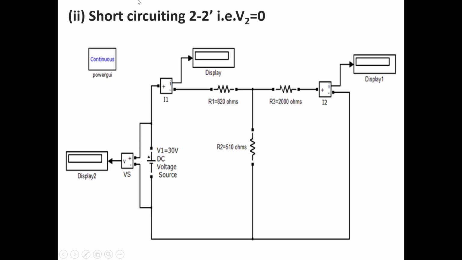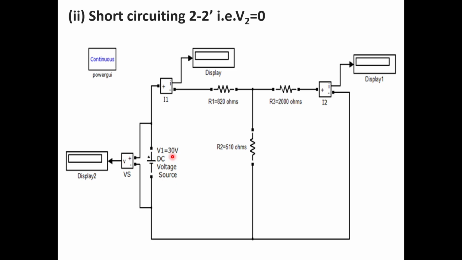Now one more circuit, short circuiting 2 dash, that is V2 equal to 0. So 2 dash is short circuited. Here we are drawing the same circuits similar to your hardware. The DC voltage source is connected across port 1 dash, and a voltage of 30 volts is set in this DC voltage source, and a voltage measurement is connected across this source, and a display is connected to this voltage measurement.